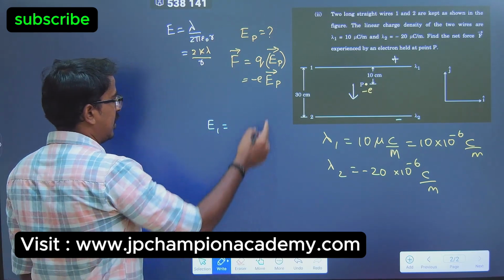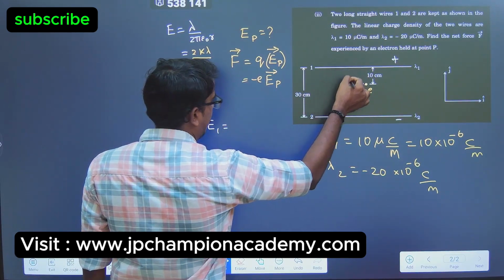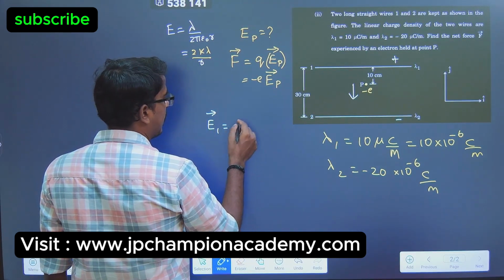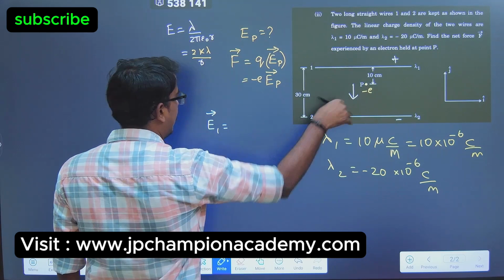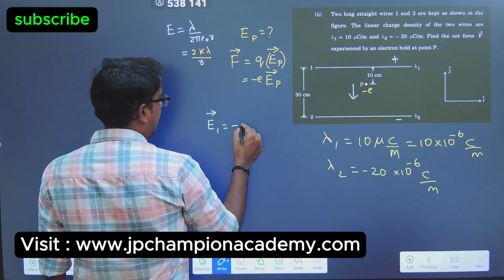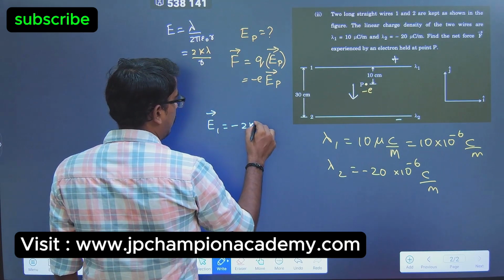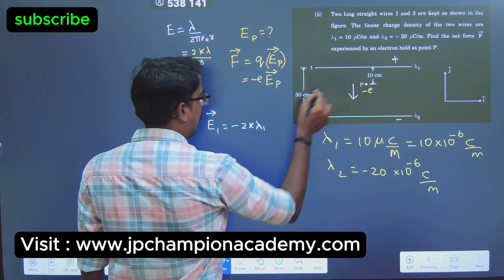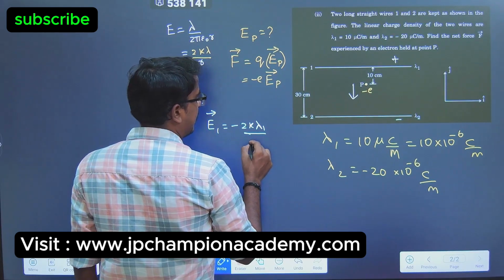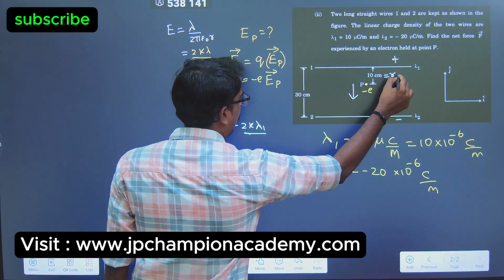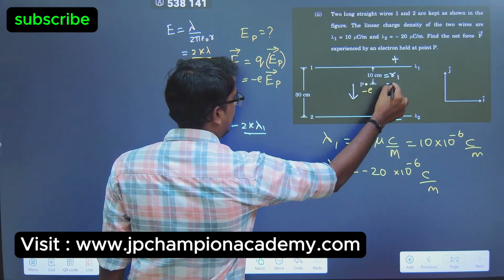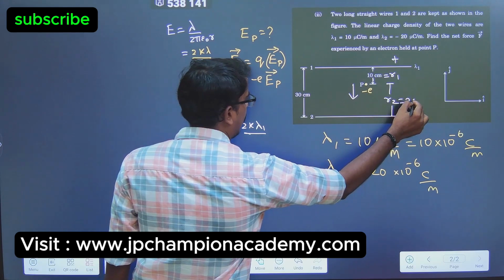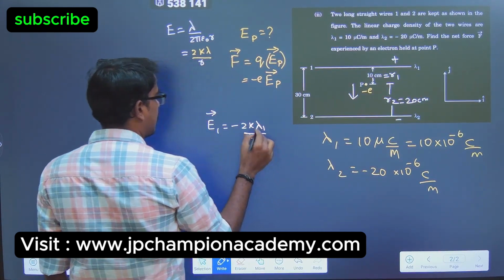Now in what direction is the electric field going to be? From the positive wire it is going down, in the minus j cap direction, that is away from the positive. So what should I write? Minus 2k lambda 1 by r1, where lambda 1 is a positive value that we substitute. What is the distance from the wire? It is 10 centimeter, so I'm going to call this r1. This length from here to here I'm going to call r2. This is 10, totally 30, so this should be 20 centimeter.